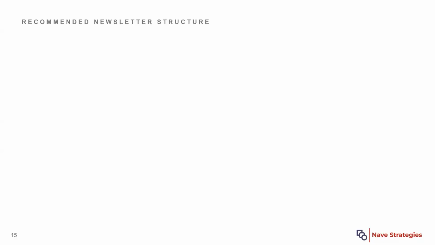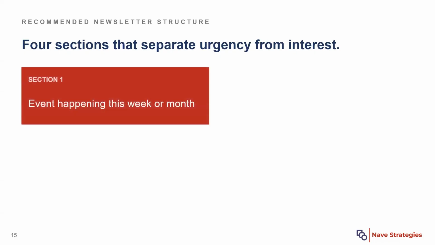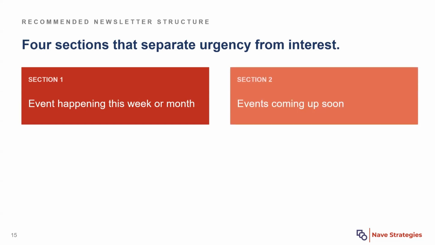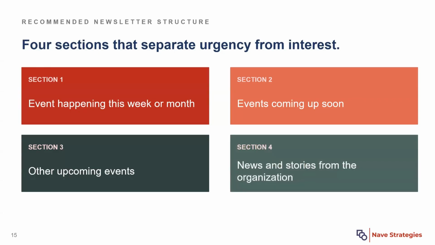So here's the structure I recommend for any regular e-newsletter, whatever your cadence is. Break it into 4 visual sections. First, lead with the first event happening this week or this month, whatever the most immediate time-sensitive ask is. Second, events coming up soon, so the next decision window. Third, the other upcoming events on the horizon. And then fourth, news from the organization, the storytelling, the mission content, the human interest material your audience actually reads.